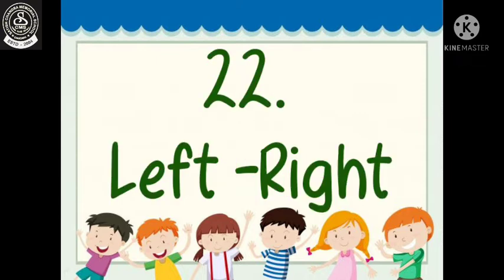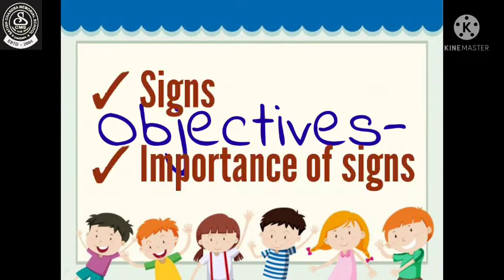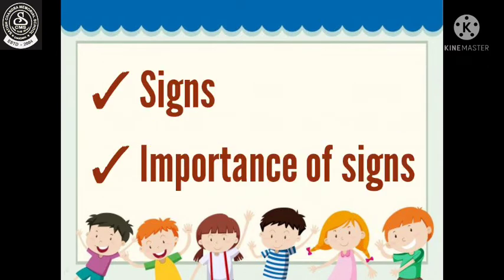We will be continuing with chapter number 22. This will be the fourth part of the chapter. So let's see what we are going to read in this part of the chapter. At first, we are going to read about signs. Previously, we have read about symbols used in the map. Now, we will be reading about signs, the different signs that we see in our day-to-day life. And what is the importance of these signs?